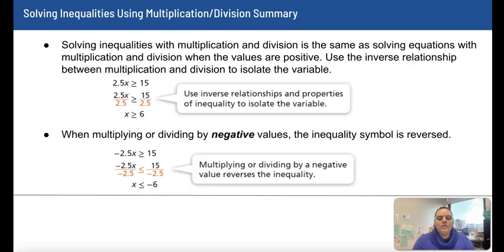However, when multiplying or dividing by negative values, we need to remember that the inequality symbol is reversed. These 2 pictures are just showing you what happens when we multiply by a positive or divide by a positive 2.5 versus a negative 2.5. In the first example, you see all of the symbols are the same. And in the second example, you see when they divide by negative, they turn that symbol around.